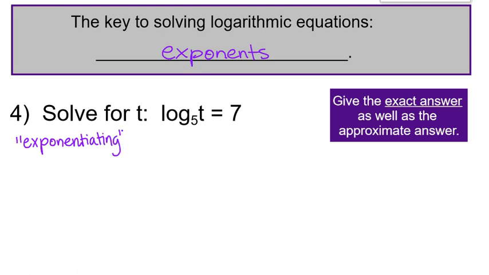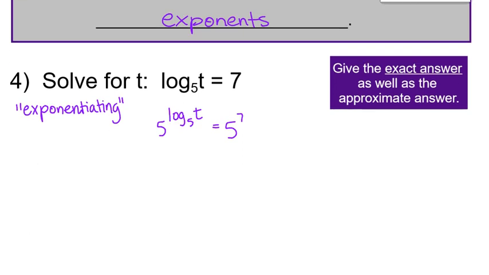Exponentiating is where each side of your equation becomes the power on something. So notice we have base 5, so each side of my equation will be the power on 5. 5 to the left side of the equation equals 5 to the right side of the equation. We did the same thing to both sides, so we kept everything equivalent.